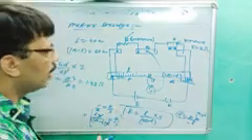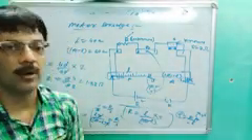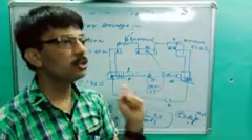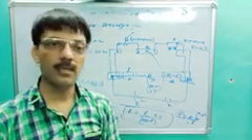Very, very important point: if we interchange R and S, then the lengths L and 100 minus L will interchange. Second point, very important: if we interchange the galvanometer and the cell, there will be no change in the resistance.